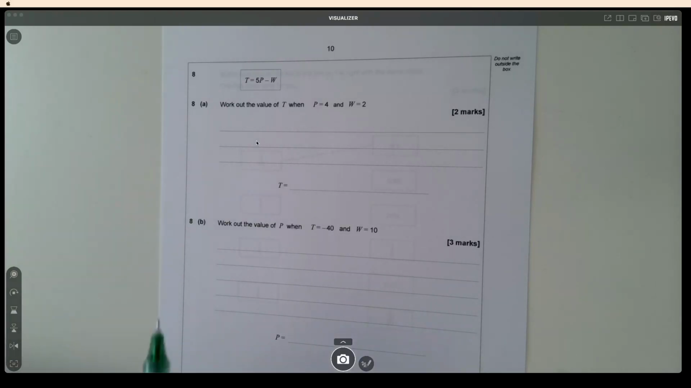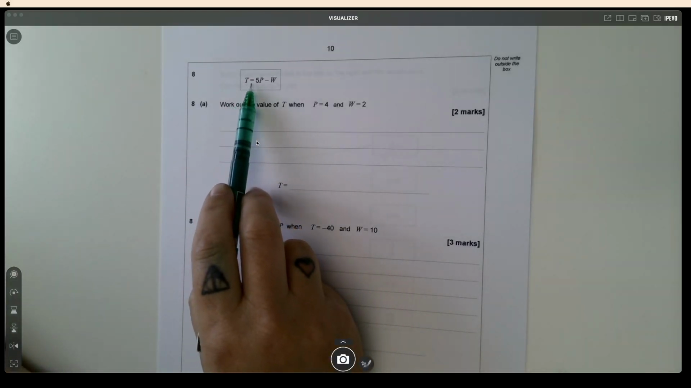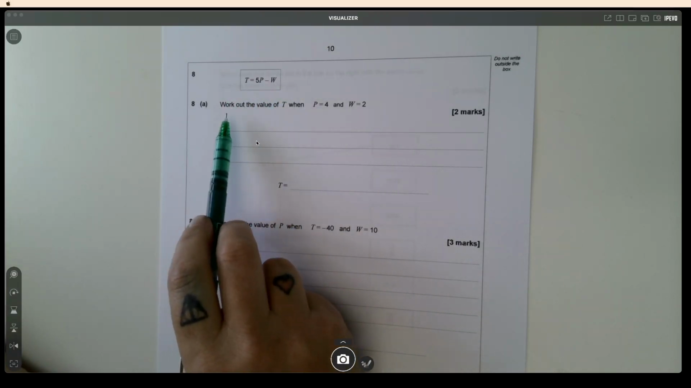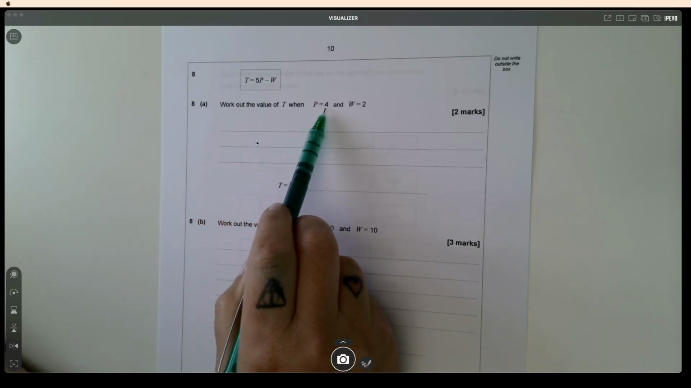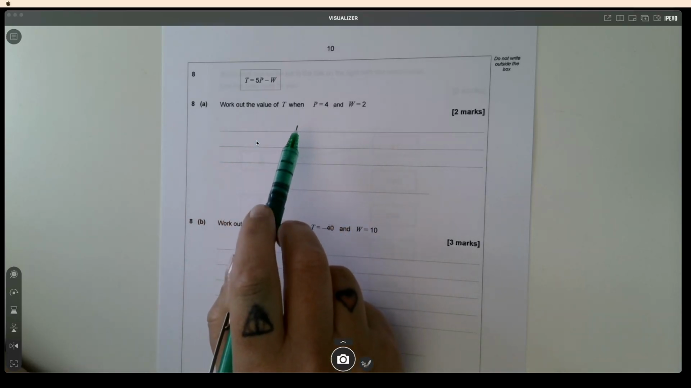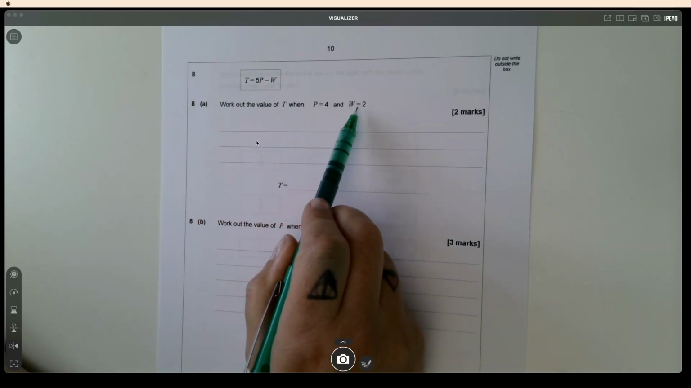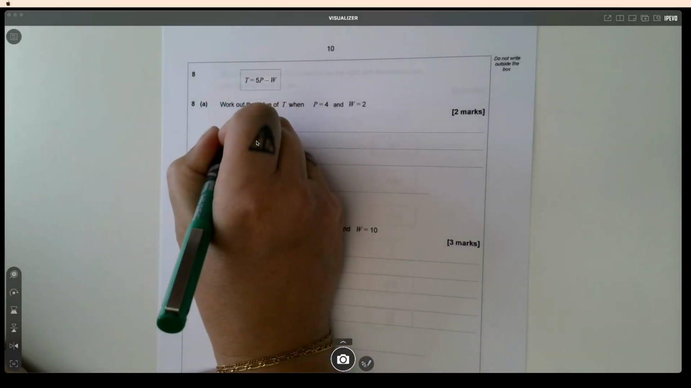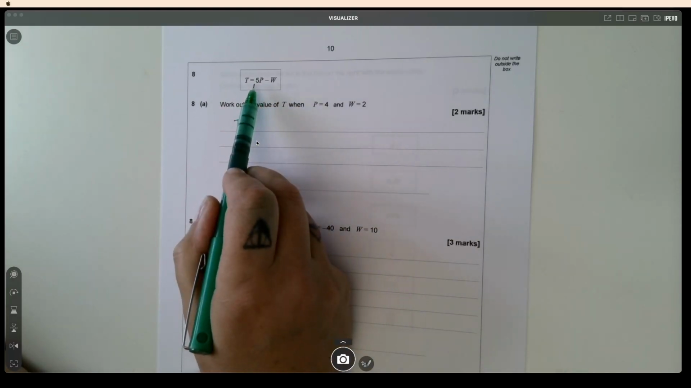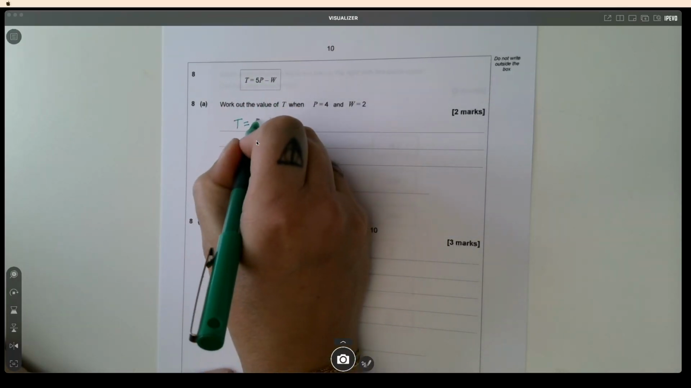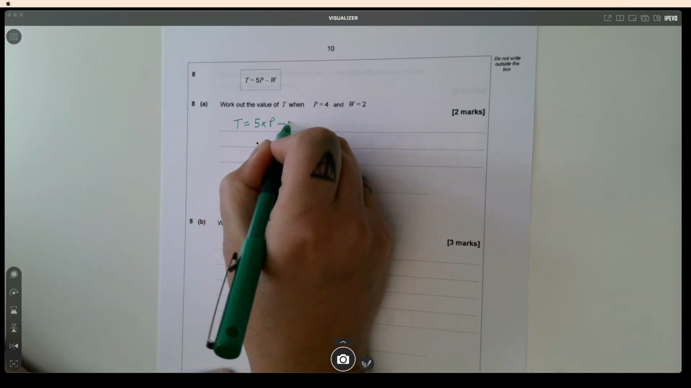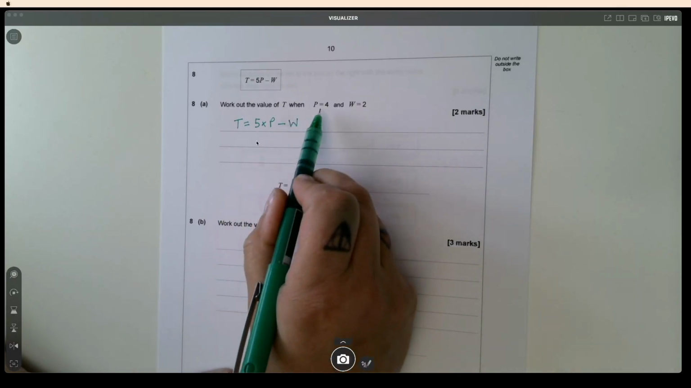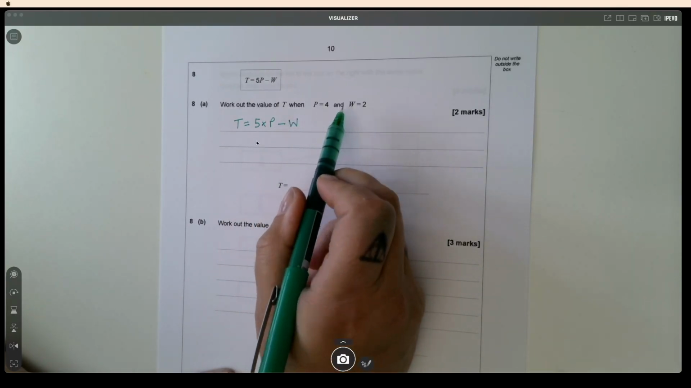Question 8. So to start with, we've been given a formula. T equals 5p subtract w. 8a says work out the value of t when p equals 4 and w equals 2. So it's given us the value of p and the value of w. So this is a substitution question and we're going to use this formula they've given us at the top. What we need to recognise from that formula is what 5p actually means. It means 5 multiplied by p and then we subtract w. It's important to remember that fact there.